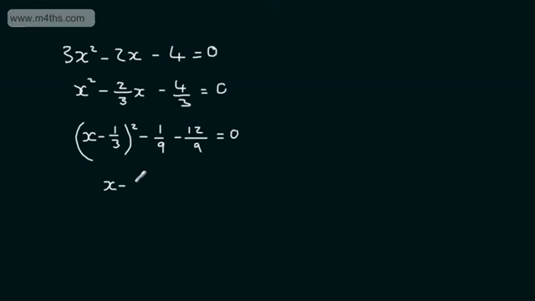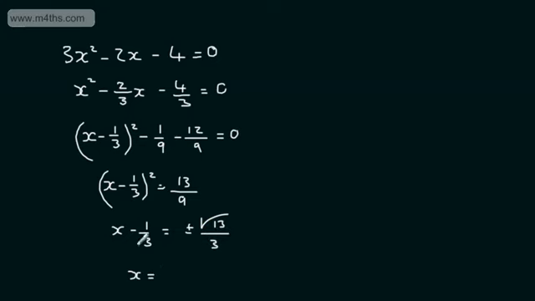So I've got x minus 1/3 all squared will be equal to, adding this quantity to both sides, 13 over 9. Square rooting both sides, x minus 1/3 is equal to plus or minus the square root of 13 over the square root of 9, which is 3. So we can see that x will be equal to, adding 1/3 to both sides, 1 plus or minus the square root of 13 over 3.